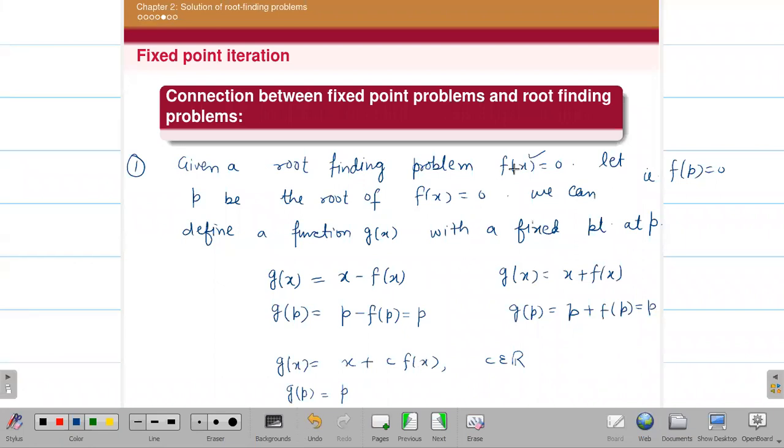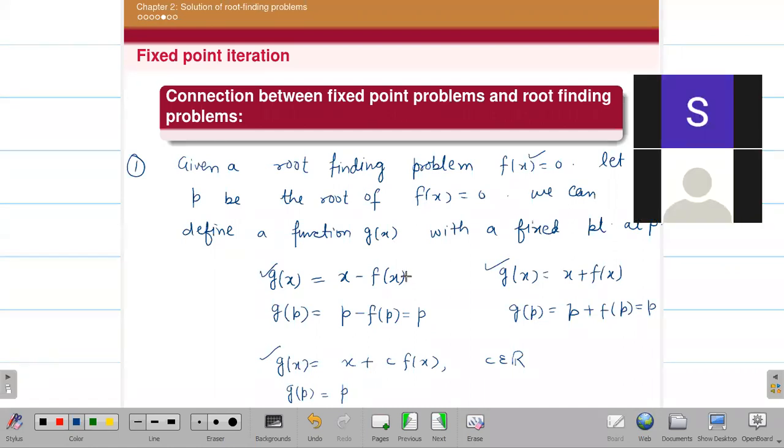So here you have a root finding problem and you have converted this problem to the fixed point problem by constructing various functions. So this is the way that you can go from root finding problem to the fixed point problem. So can you go reverse? Means if you have a fixed point problem, can you go to the root finding problem?